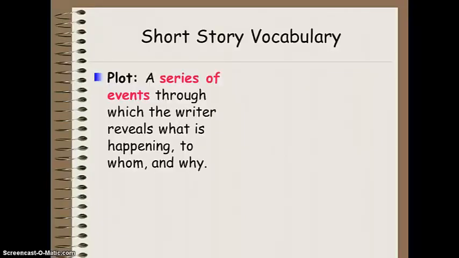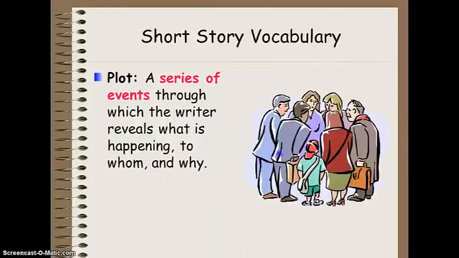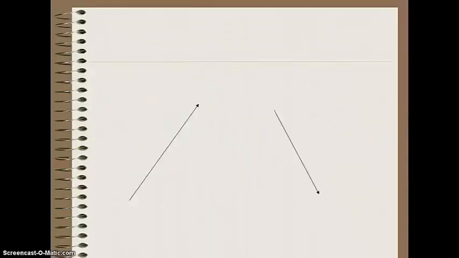So as we discussed, the plot is the series of events through which the writer shows you what is happening, to whom, and why. So it's really the action in the story, the things that happen in the story. Plot can kind of be diagrammed on a plot diagram. You may have done this last year.